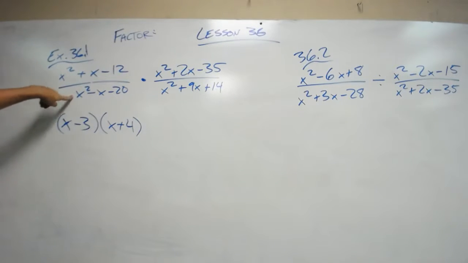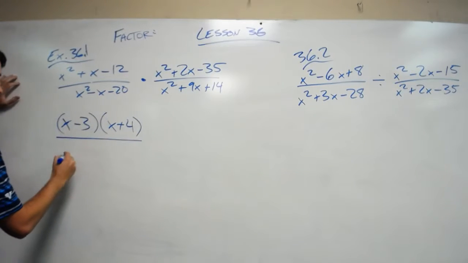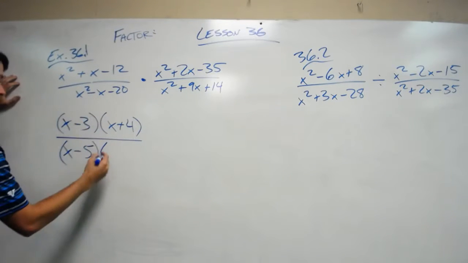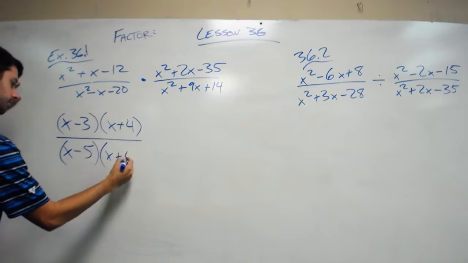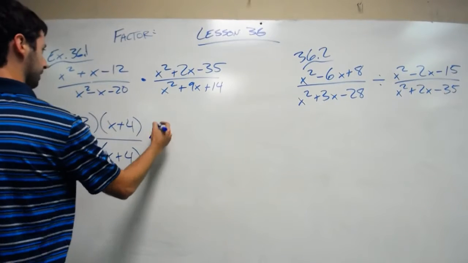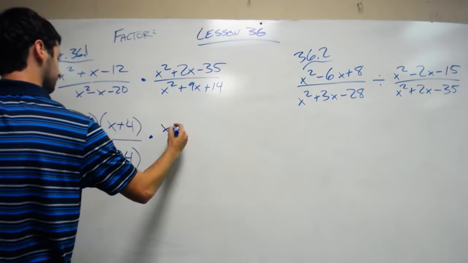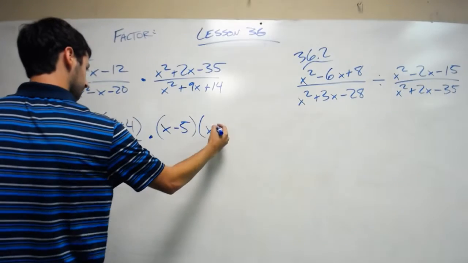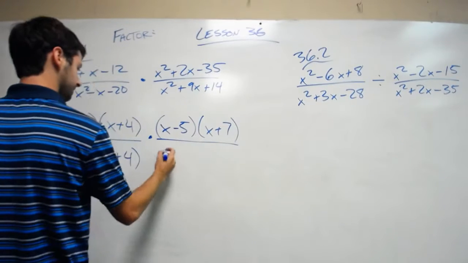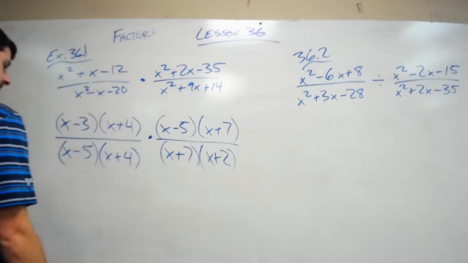Do the same thing here. What multiplies to be negative 20 and adds up to be negative 1? That would mean the bigger number has to be negative because it adds up to be negative 1. But you would get x minus 5, x plus 4. Now on this side, what multiplies to be negative 35 and adds up to be 2? Multiplies to be 14, adds up to be 9. That one's easy, both positive. x plus 7 times x plus 2.